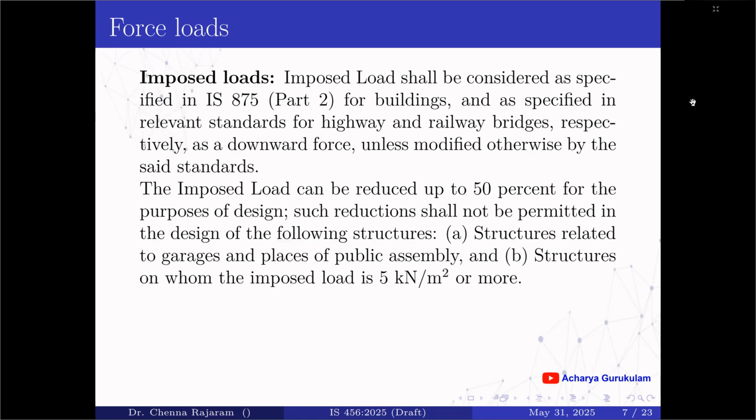Imposed loads shall be considered as specified in IS 875 Part 2 for buildings and as specified in the relevant standards for highway and railway bridges, respectively, as a downward force unless modified otherwise by specified standards. The imposed loads can be reduced up to 50% for the purpose of design. Such reductions shall not be permitted in the design of the following structures: those related to garages and places of public assembly, and structures on which the imposed load is 5 kN per meter square or more.